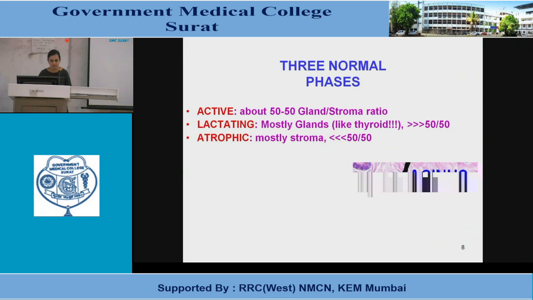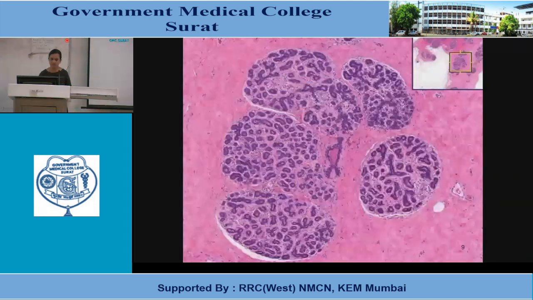Now there are three normal phases of the breast. Whenever the breast is active, it usually has a 50 to 50 gland to stroma ratio. In the normal lactating breast, after the delivery of a child, most of the glands look like thyroid. So there is a high glandular component and less stroma in a lactating breast. Then comes the atrophic phase. In the atrophic phase there is mostly stroma, because there is no production of milk and the glandular tissue undergoes atrophy.